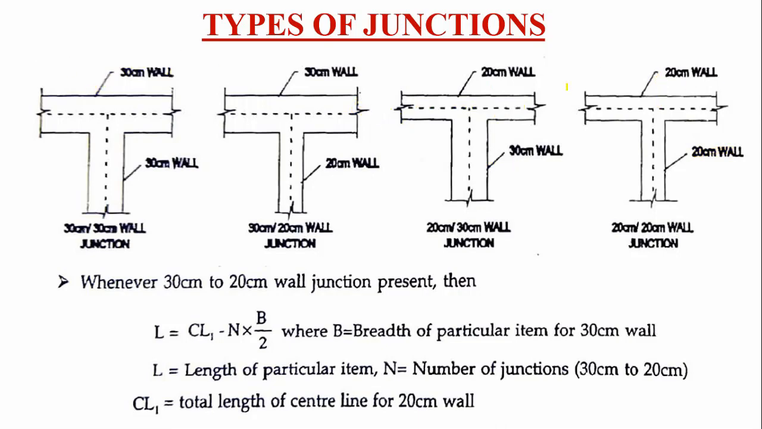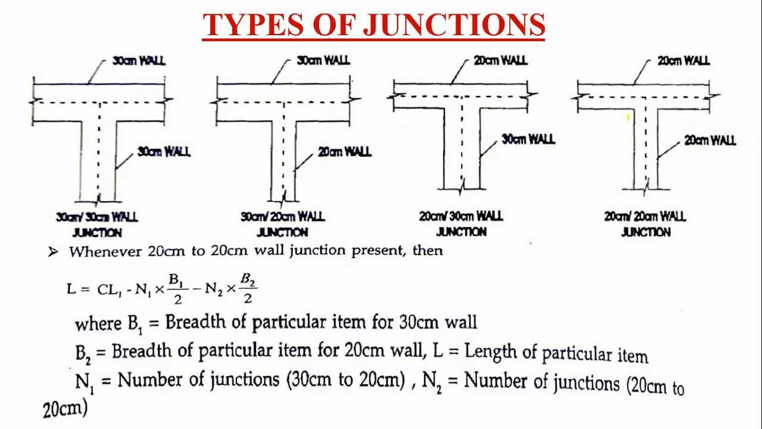So if we have, for example, a 120 centimeter wall length which is getting overlapped with one 30 centimeter wall and one 20 centimeter wall, if that is the case, in this case we have 30 to 20 and 20 to 20. For this 20 centimeter wall length, we have to see how many junctions we have. So we have to calculate 4 types of junctions now. How many junctions we have?